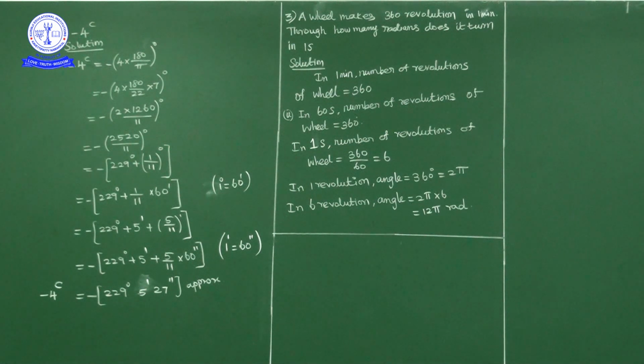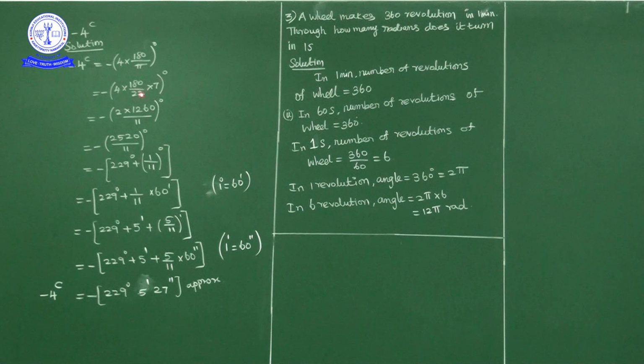Next question, minus 4 radian. Now we'll convert minus 4 radian to degrees. So what do we have to do? To convert radian to degree, multiply the radian measure by 180 by pi. So minus of 4 into 180 by pi degrees. Now pi is 22 by 7, so we get minus of 4 into 180 by 22 into 7, because the denominator 7 comes in the numerator.